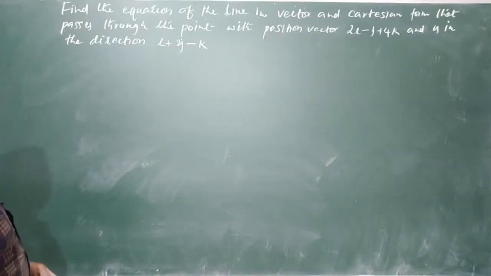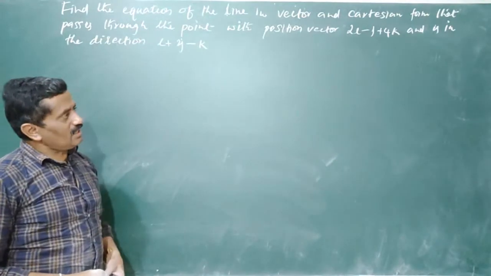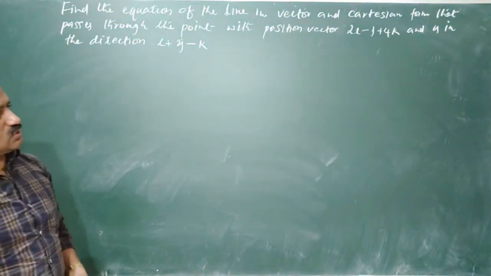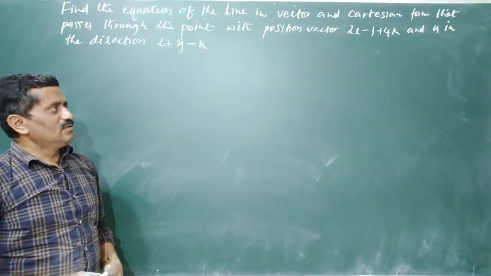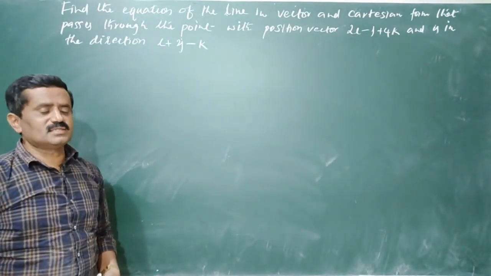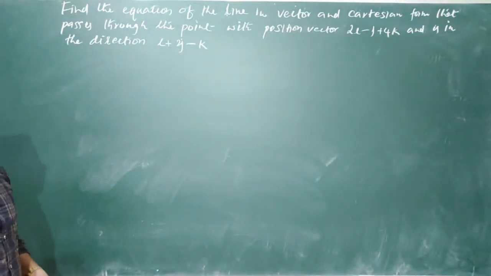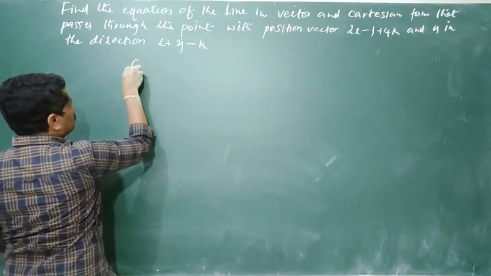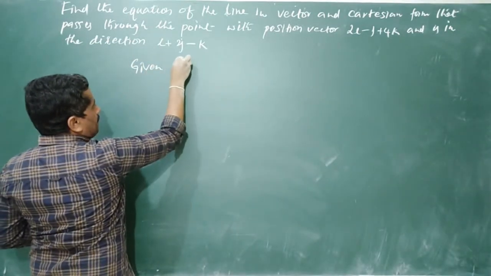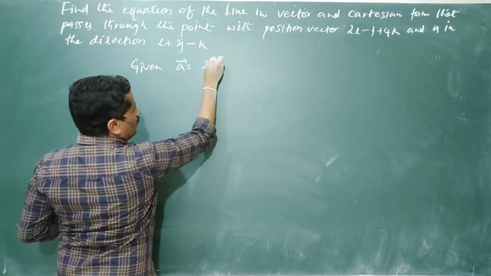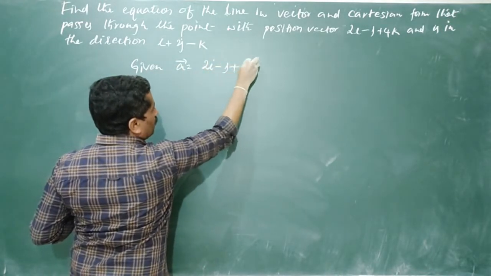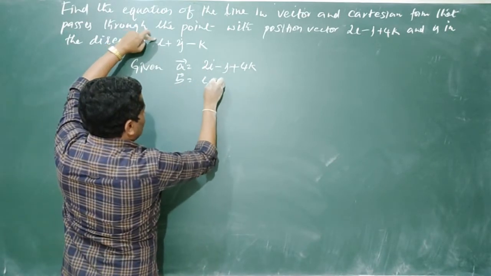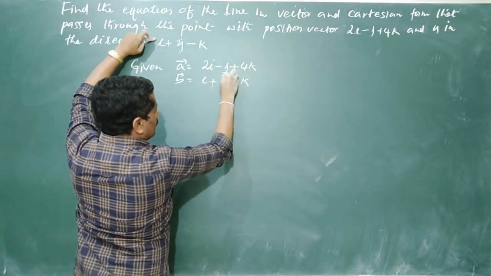Next, find the equation of the line in vector and Cartesian form that passes through the point with position vector 2i - j + 4k and is in the direction i + 2j - k. Similar question. So given a bar = 2i - j + 4k and b bar = i + 2j - k.